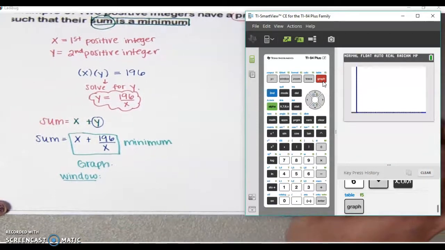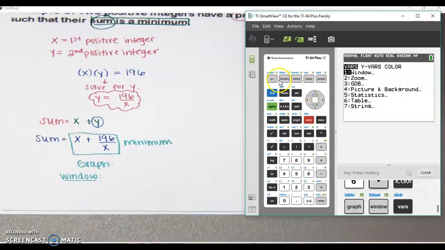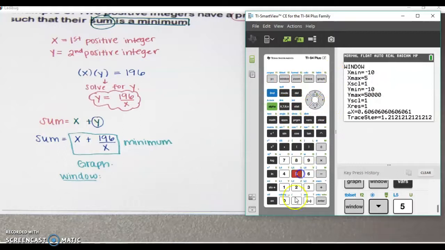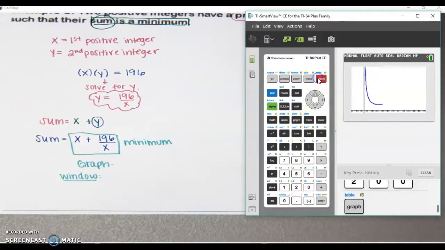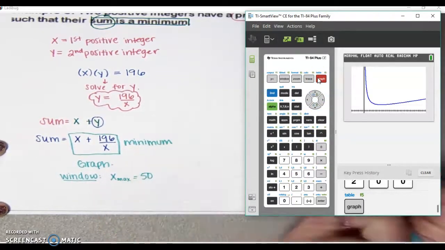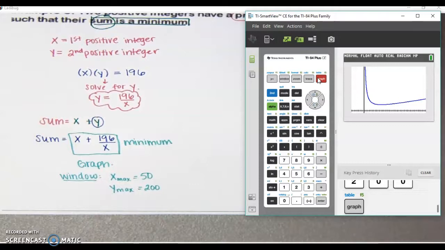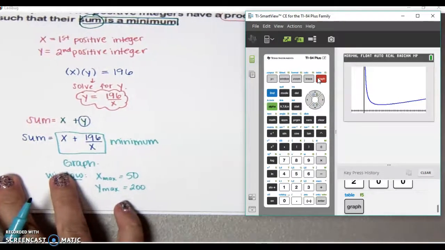So right now I can't see anything. So I'm going to go to my window. I'm going to change my x max just to 50 because it was a little high. Let's just put 50 for our x max. And then, remember we had 50,000 last time. So since it says 196, let's just put like 200 for y max. And remember, a lot of times you're just guessing here and you just graph and see if it works. Well, it looks like that will work. So there's our graph there.